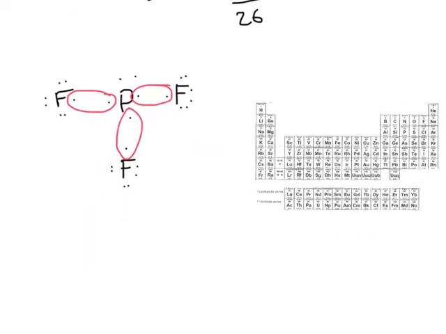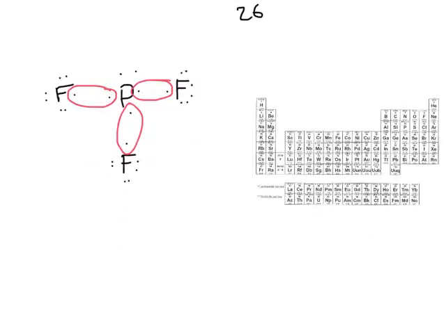So let's redraw that as my final structure. Phosphorus in the middle, bonded to fluorine, bonded to fluorine, bonded to fluorine. And again, it's very important to show any of the electrons that aren't involved in any bonding back on your final structure.